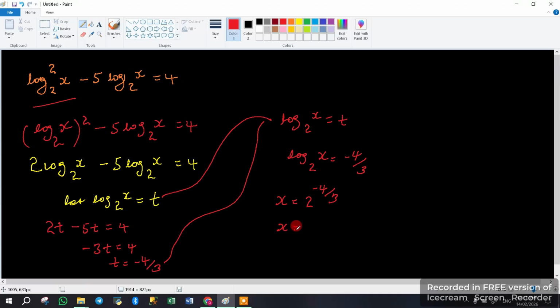So this is equal to 1 over 2 to the power of 4 over 3. And you can rewrite this one as 1 over 2 to the power of 4 times 1 over 3. Then this will be 1 over the cube root of 2 to the 4th, which is the cube root of 16.